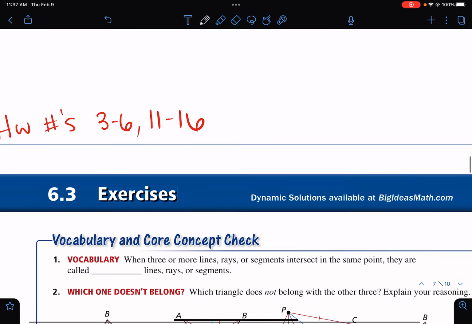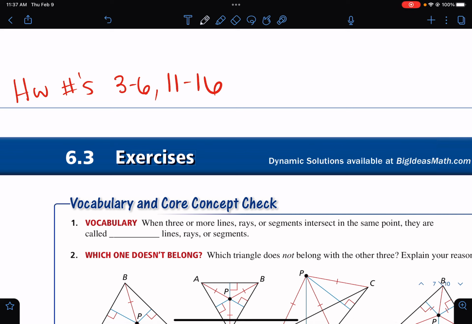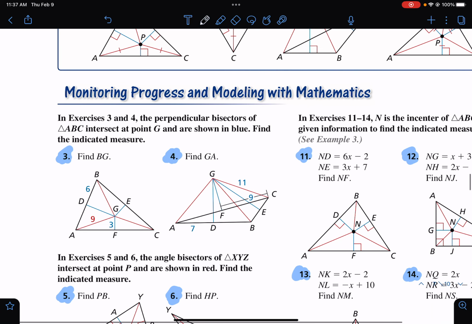We're not going to worry about that problem. Homework problems. 3 through 6 and 11 through 16. So not a lot of homework problems. Just, what is that, 9 homework problems. But you're going to have to do some deduction. You're going to have to do some reasoning to solve the unknown parts of the triangle.